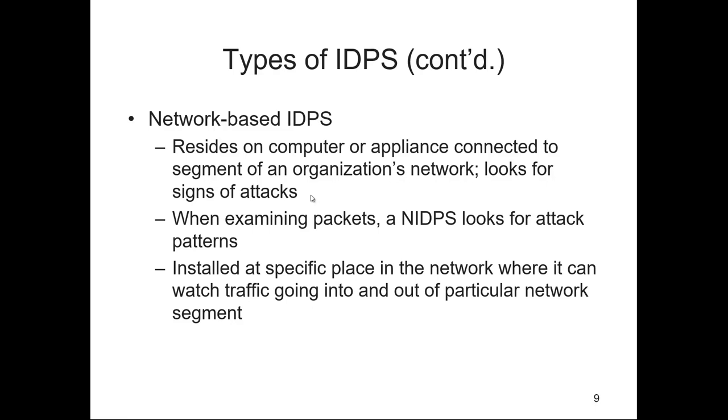Network IDSs are installed at specific places in the network, such as on the inside of an edge router, from where it's possible to watch the traffic going into and out of the particular network segment. The network IDS can be deployed to watch a specific grouping of host computers on a specific network segment, or it may be installed to monitor all traffic between the systems that make up an entire network.